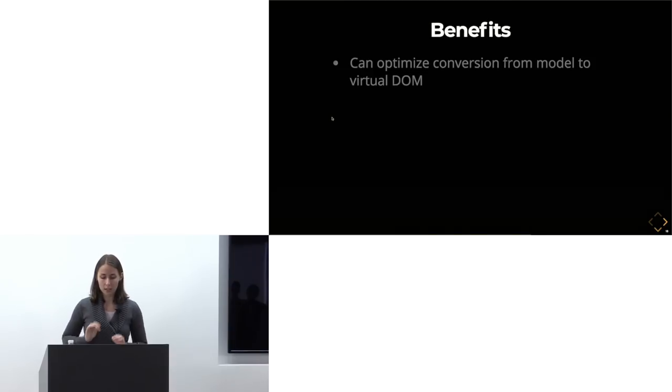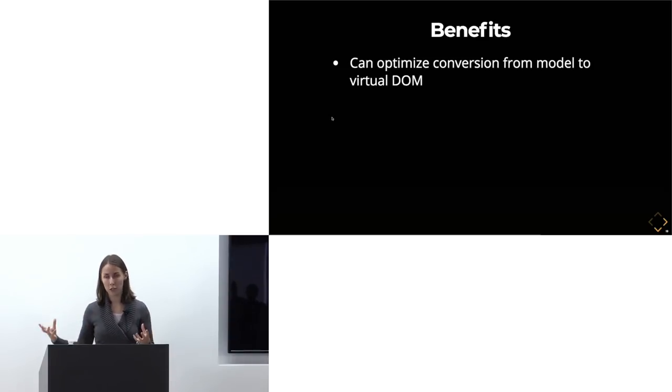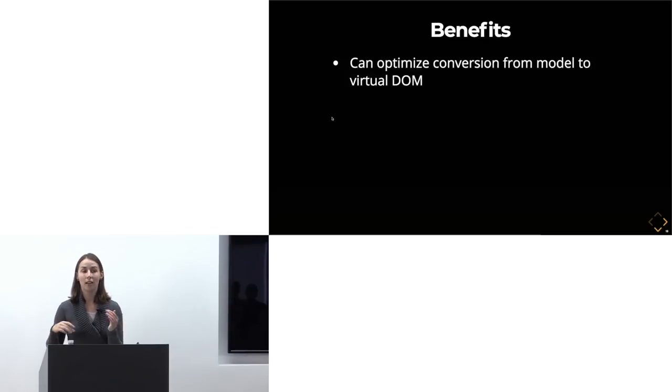All right. So the way Incremental is used in Incr_dom is to more efficiently convert our model into our virtual DOM. For instance, if only a small part of our model changes, we can then only recompute the small part of our virtual DOM that corresponds to that, instead of having to completely recompute our full virtual DOM.